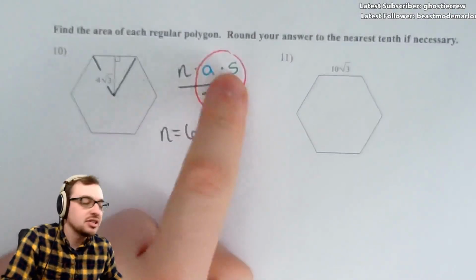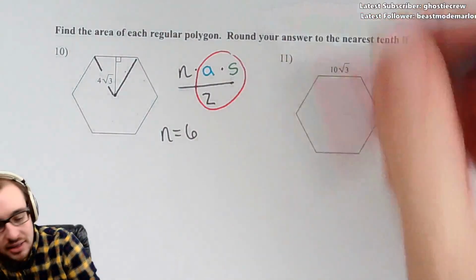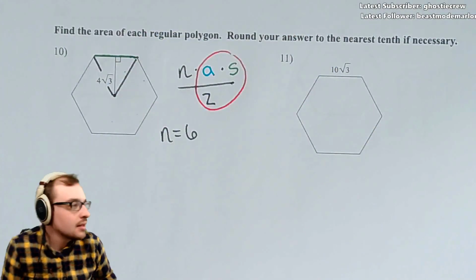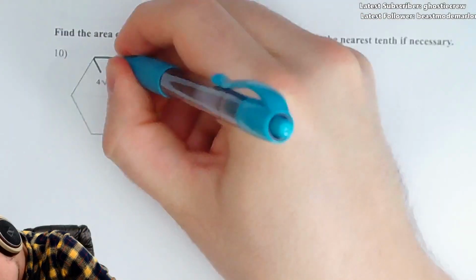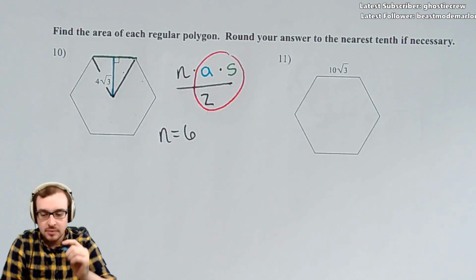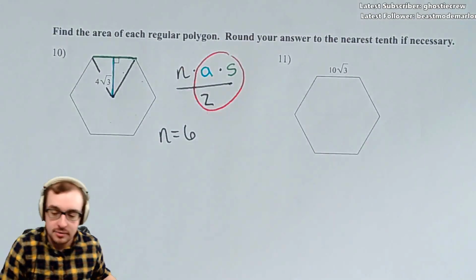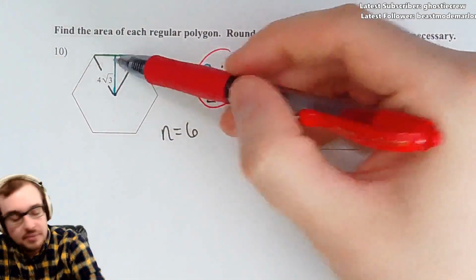The apothem times the side length divided by 2, right? Base times height divided by 2. Our base is the side length here, right? That's our side length, our base. And then our height for our triangle is this apothem. Remember, an apothem is anywhere from the center of a regular polygon to the edge of a regular polygon at 90 degrees. So this is our apothem.